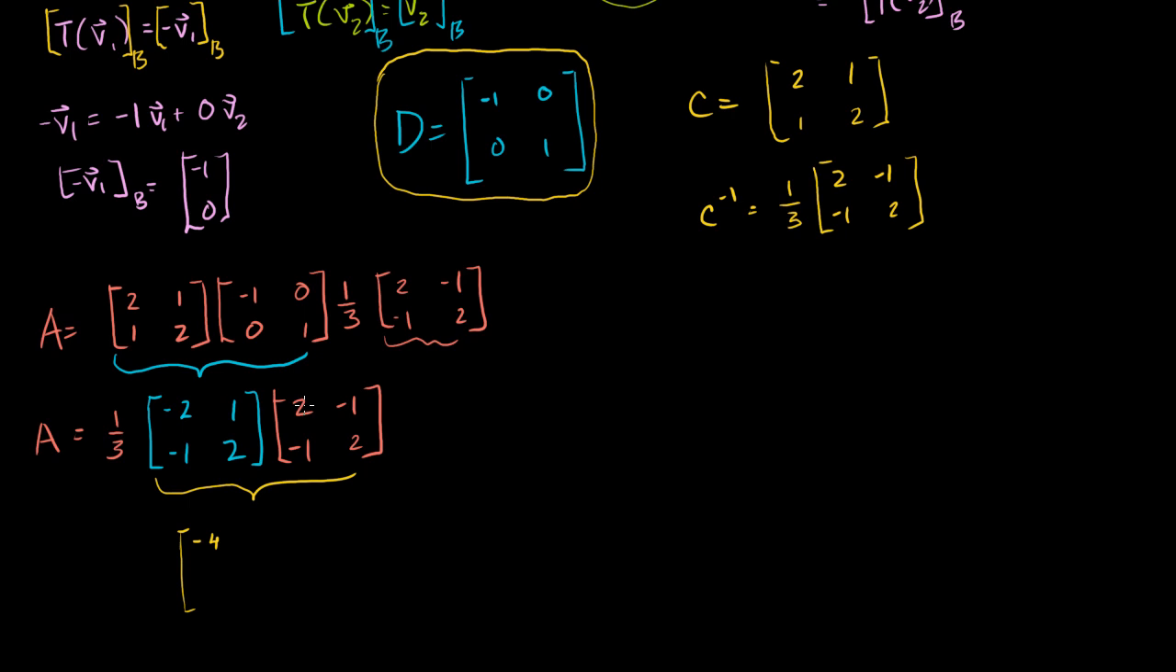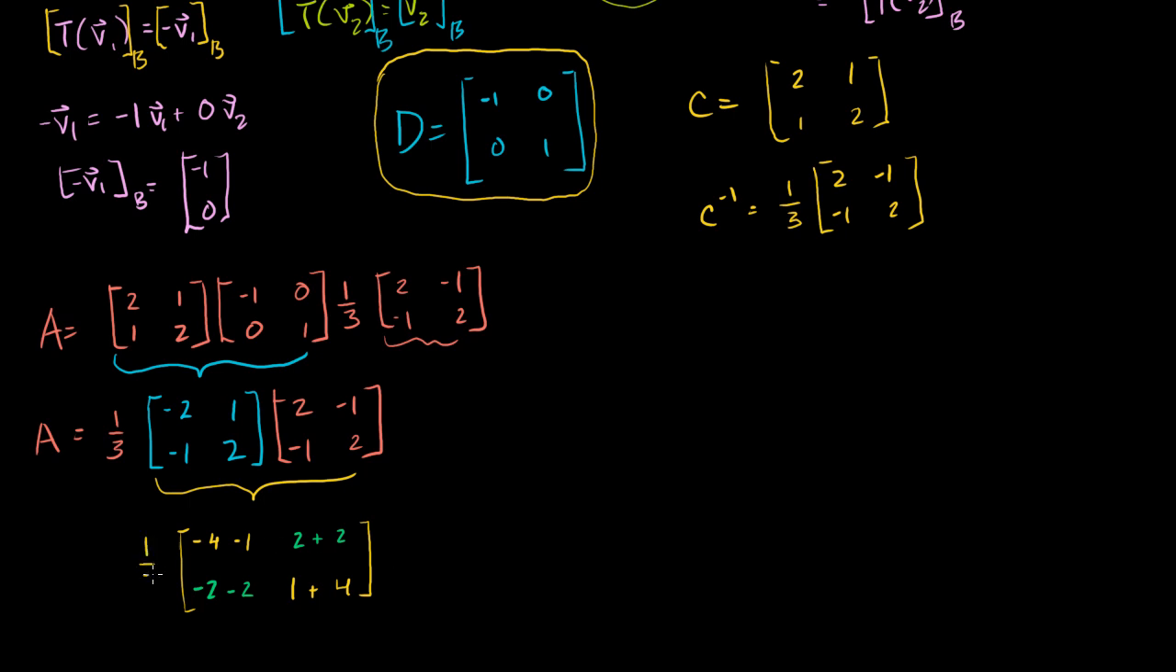-4, -2 times 2, plus 1 times -1. So -1, that's that term right there. The next term is -2 times -1, which is 2, plus 1 times 2. So plus 2. And then let's do this term. -1 times 2 is -2, plus 2 times -1, which is -2. And then finally, we have -1 times -1, which is 1, plus 2 times 2, 1 plus 4. Let me make sure I did that right. -2 times 2 is -4. 1 times -1, yeah, I think I got it.